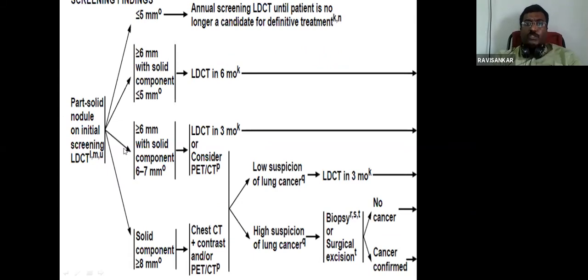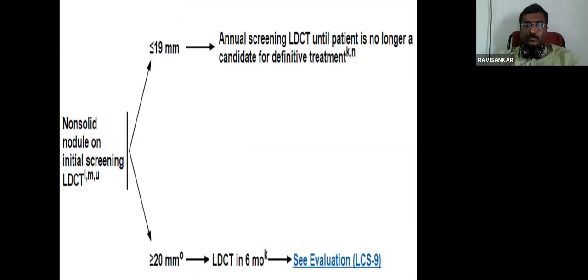The partial solid nodule also needs very strong, stringent criteria for further evaluation. The non-solid nodule can be observed if it is up to 20 mm, or 2 centimeters. So lung screening depends on the size of the nodule and also the character of the nodule.